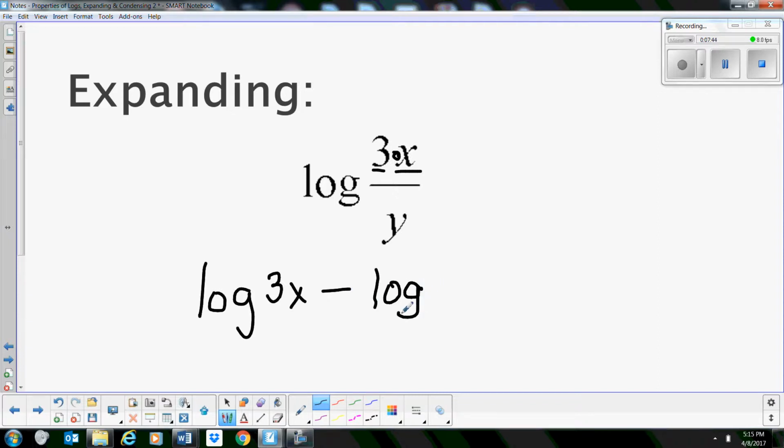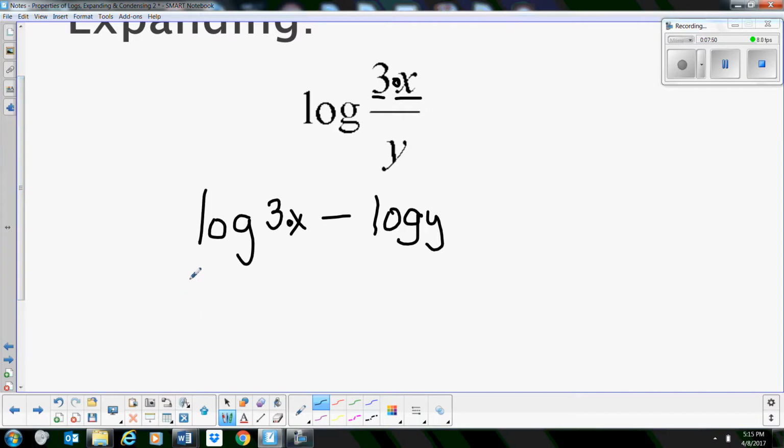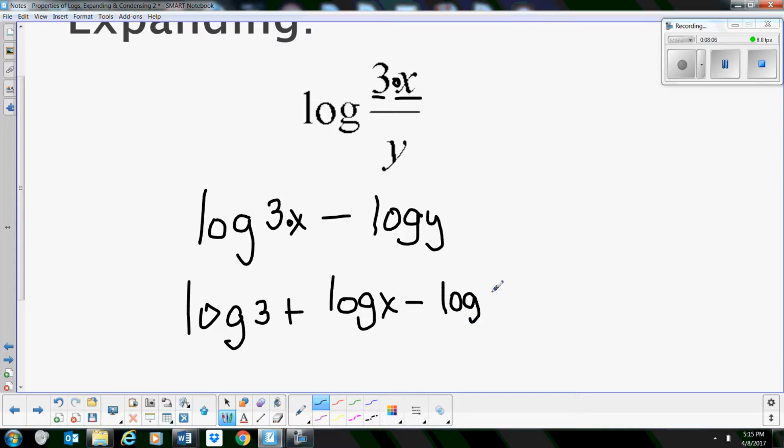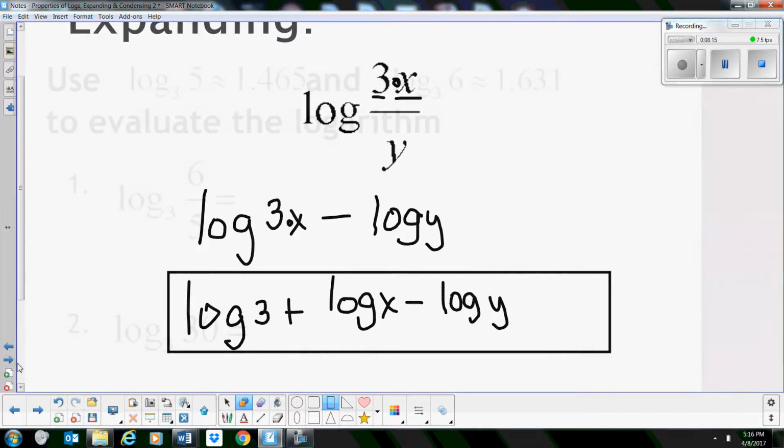Now, often people will stop here thinking they've expanded all the way, but look, we have a product here. So when you have a product, remember, we're going to expand that into two logs. So log of 3 plus log of x minus log y. And that's how we would expand that one, okay? And that was using the quotient rule and the product rule.